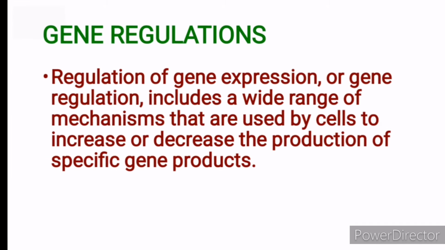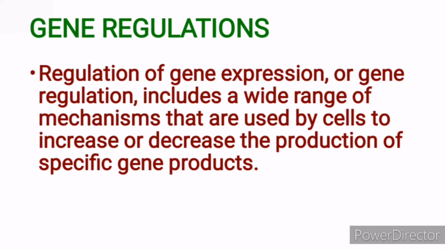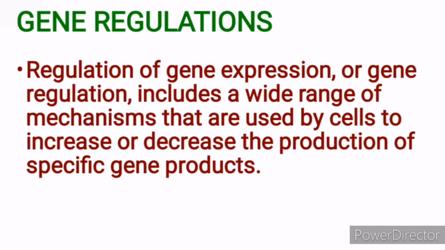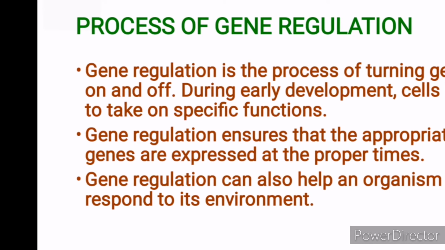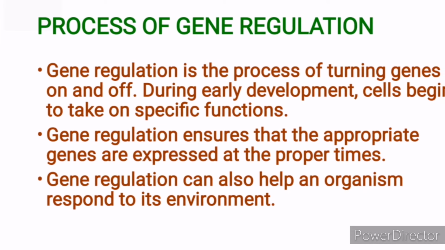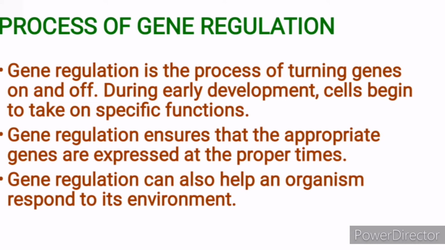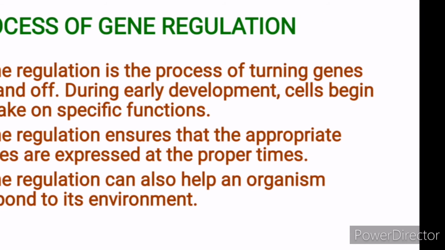We have gene regulation. Regulation of gene expression, or gene regulation, includes a wide range of mechanisms that are used by cells to increase or decrease the production of specific gene products. The process of gene regulation. Gene regulation is the process of turning genes on and off. During early development, cells begin to take on specific functions. Gene regulation ensures that the appropriate genes are expressed at the proper times. Gene regulation can also help an organism respond to its environment.